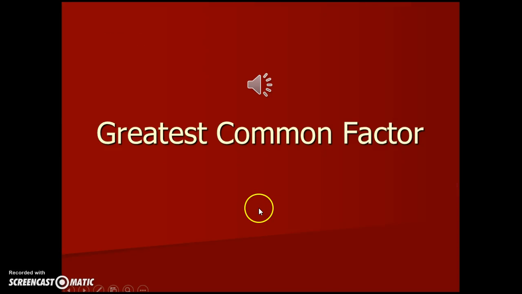First, the greatest common factor. You may wonder, how can we solve this equation? Well, let's find out.